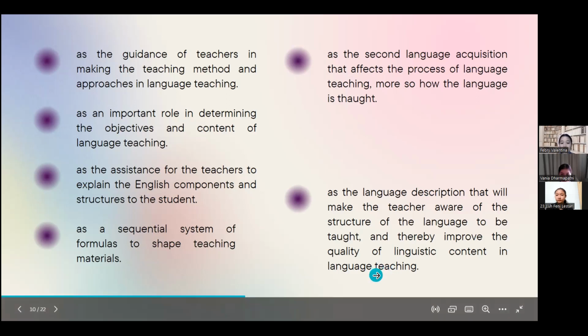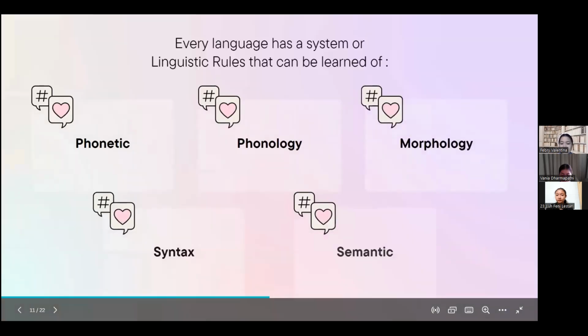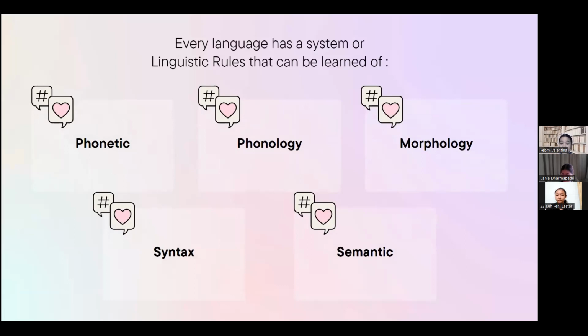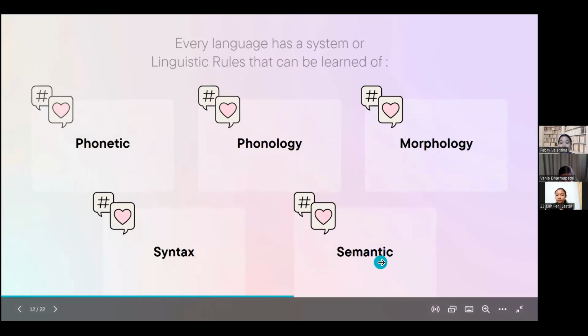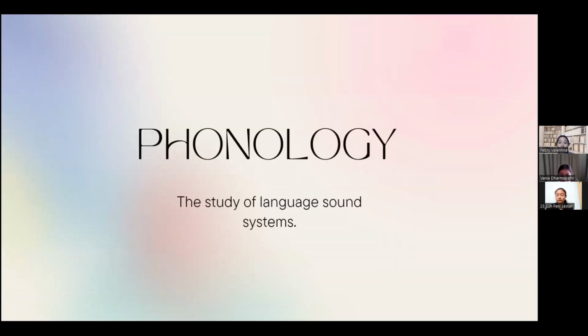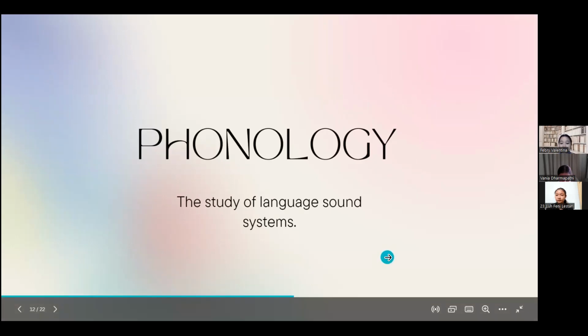Every language has a system or linguistic rules that teachers need to comprehend in language teaching. Those rules can be learned in terms of phonetics, phonology, morphology, syntax, and semantics. The first will be phonology, or the study of sound system.